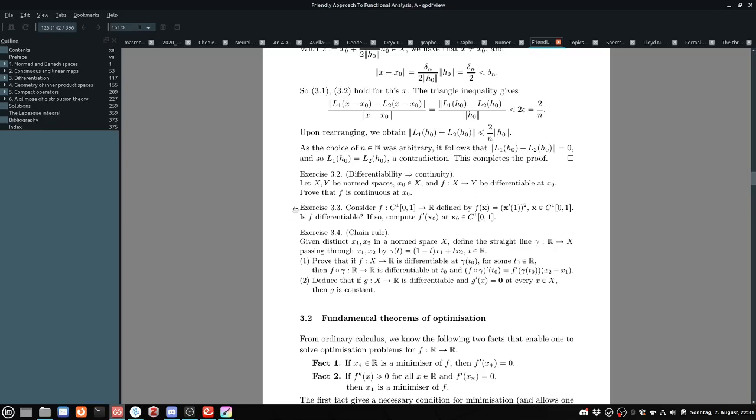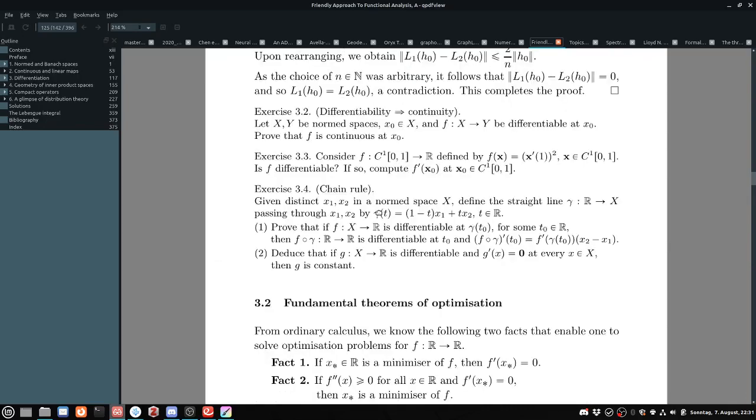Maybe as a warm-up we'll do 3.3. So 3.3 is about a simple map from derivable functions, defined as just the derivative of x at point 1 squared. And the question is, is this a differentiable function? And actually compute the derivative.